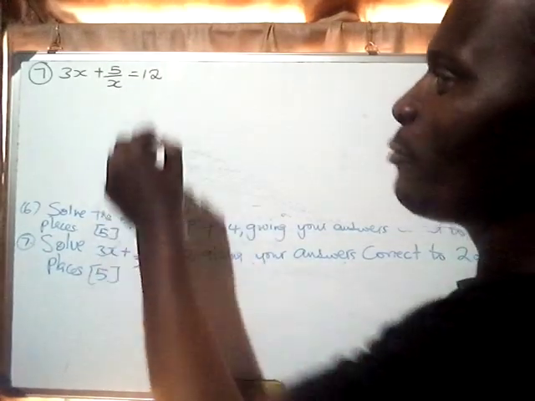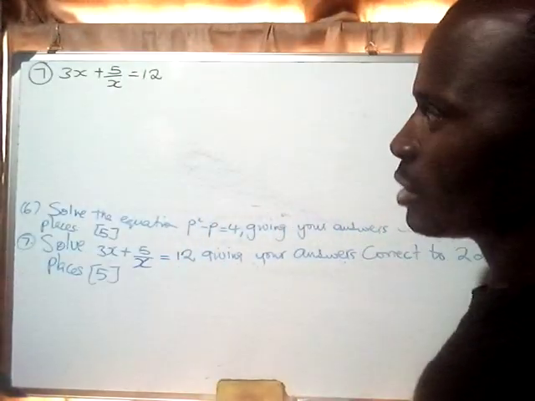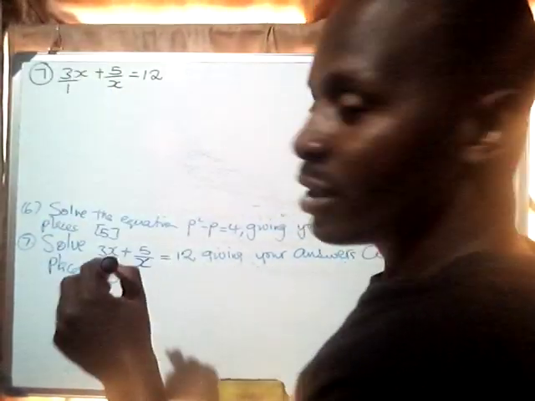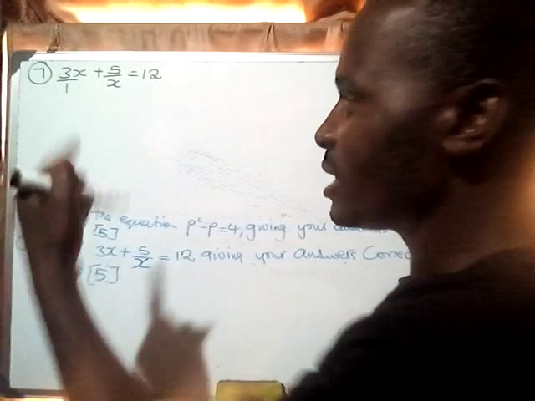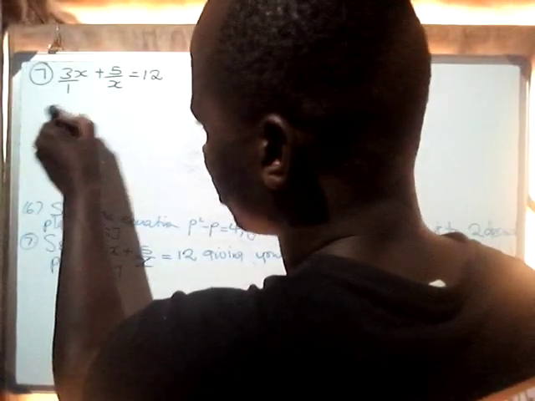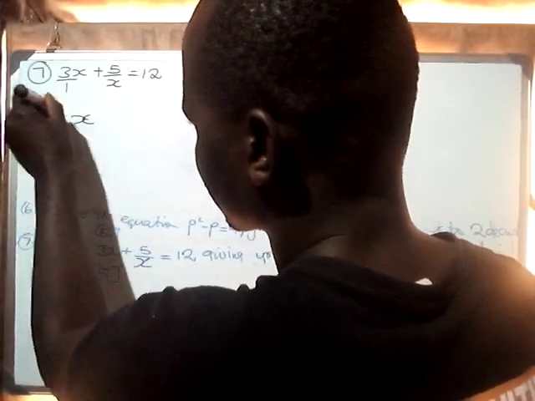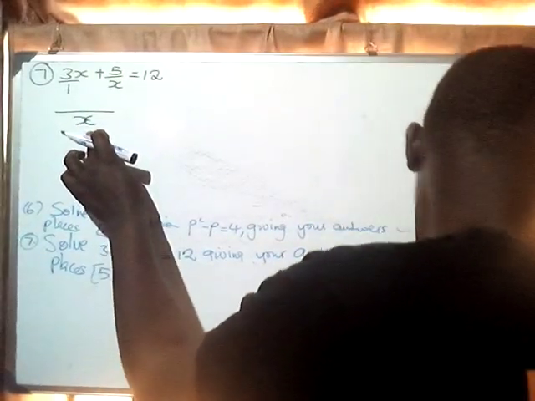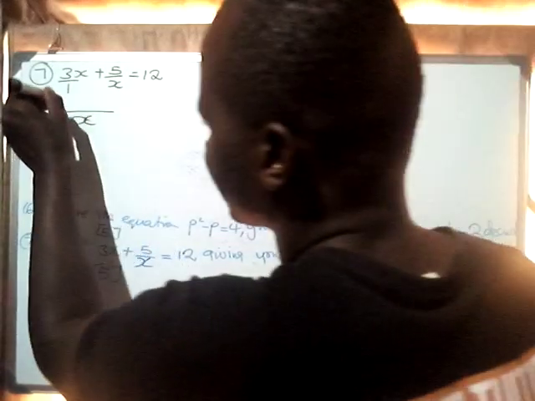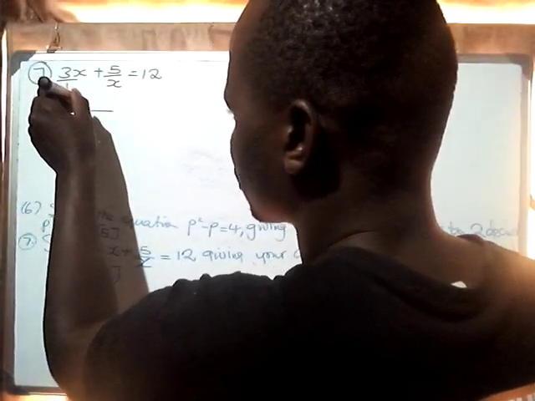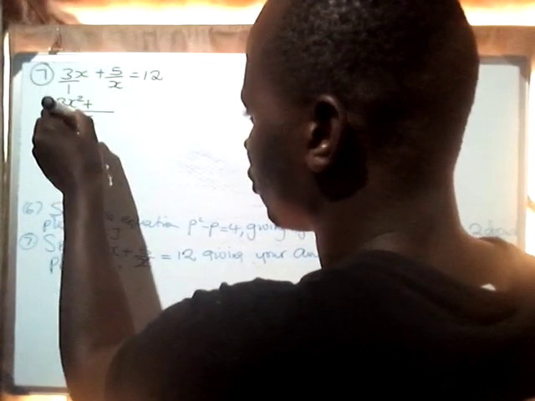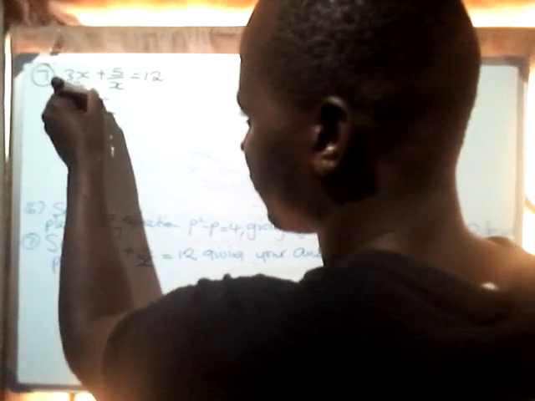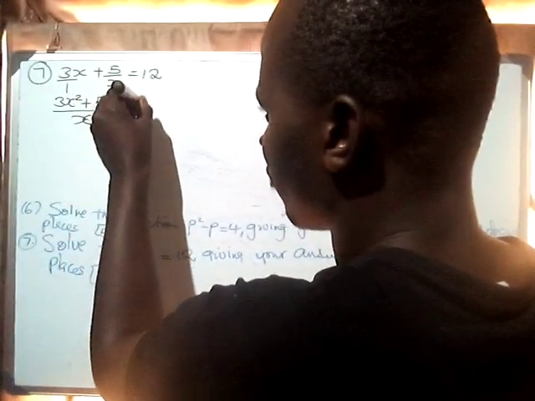So in this case, we have to get rid of this fraction. We'll get rid of that fraction by introducing a 1 there, because anything divided by 1 is the same thing. So the common denominator now will be x. 1 times x is x. x times 3x is 3x squared. Then plus 1 times 5, which is 5. So we are going to have this is equal to 12.